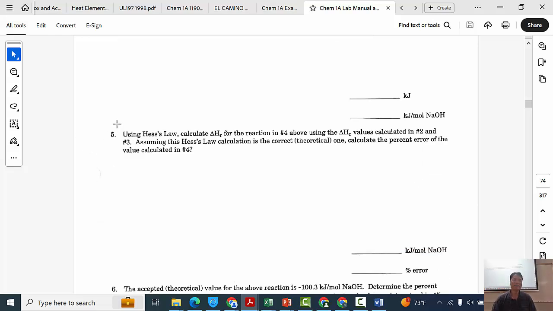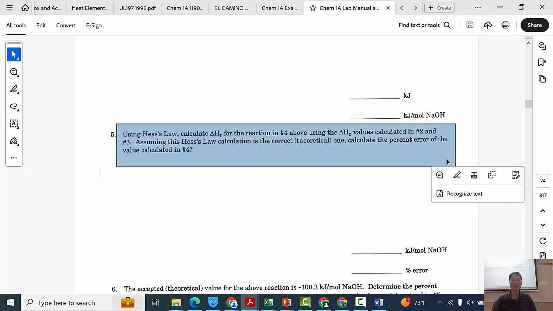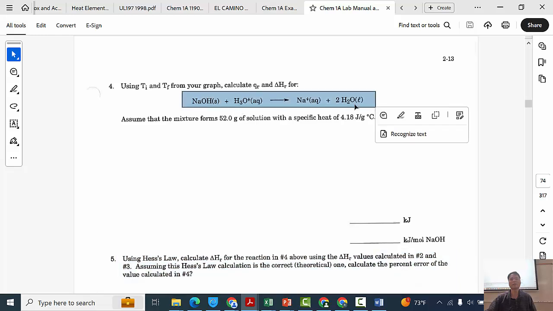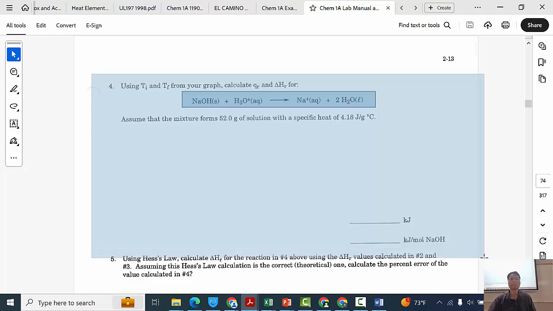All right, so number 5, let's say, using Hess's law, calculate delta H for the reaction in number 4 above using delta H values calculated in number 2 and number 3. Assuming this Hess's law calculation is correct, the theoretical one, calculate the percent error in number 4. And so actually we're going to do it for both. This reaction, we're going to use Hess's law to predict what delta H should be based on the two equations that add up. And then we actually did this one with calorimetry.